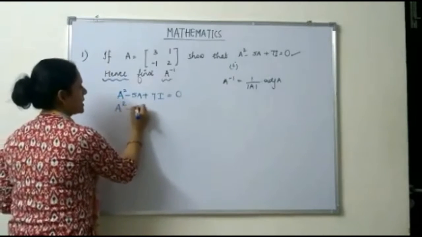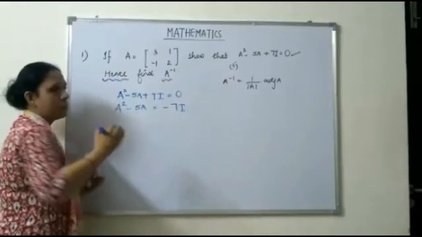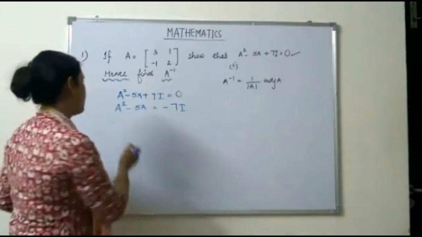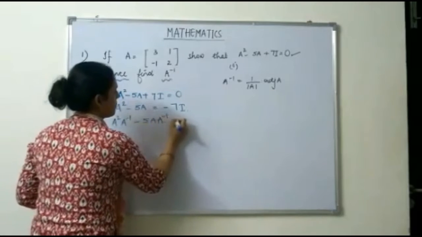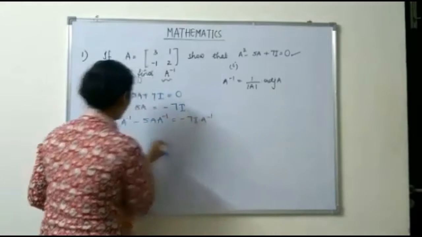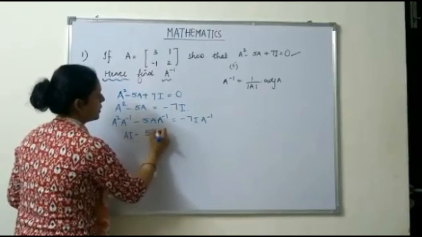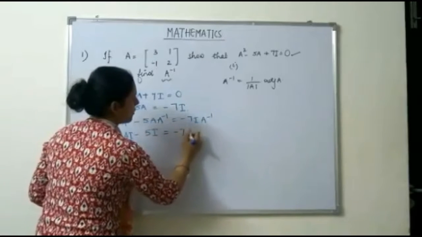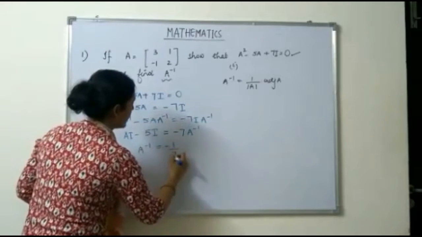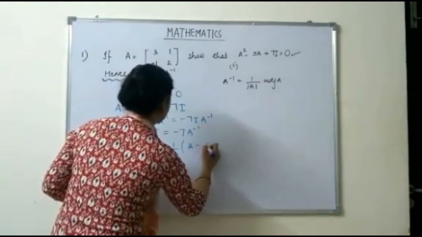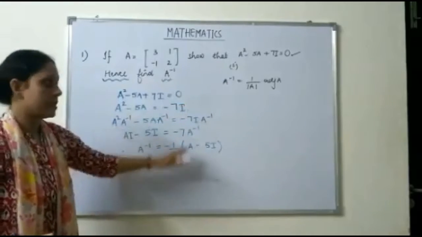We'll write the equation like this: A square minus 5A is equal to minus 7I. Now we can post multiply or pre multiply by A inverse on both the sides. So we can write it like this. So here we get A minus 5I is equal to minus 7 A inverse, and therefore A inverse becomes minus 1 upon 7 into A minus 5I. Although you will get the same answer here and here in both the cases, but here you have to apply this method.